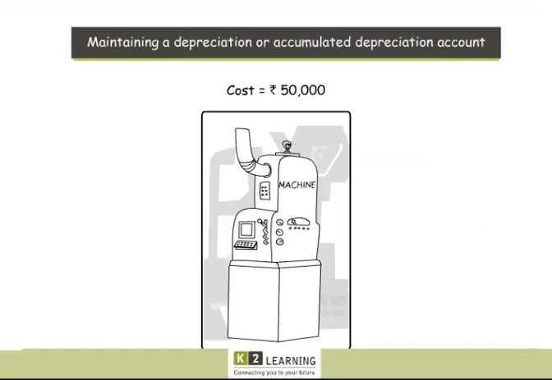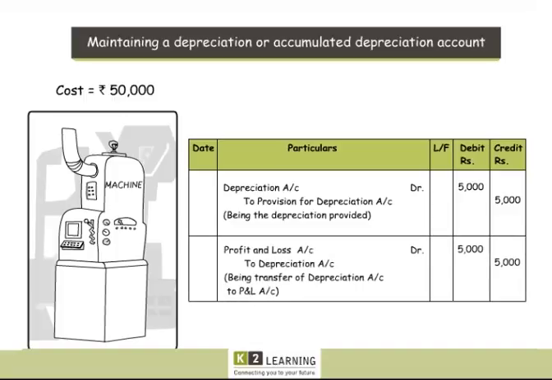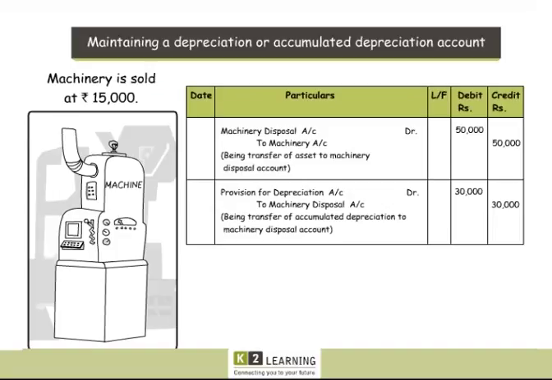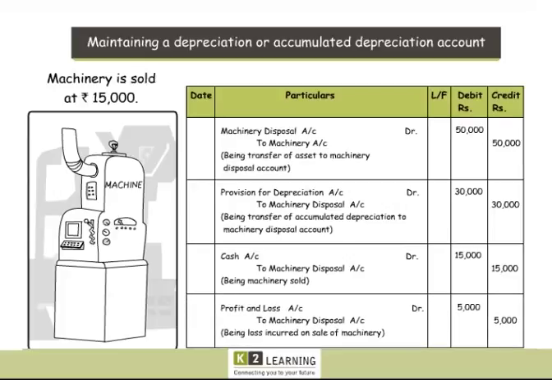When a depreciation or accumulated depreciation account is maintained, the amount of depreciation charged in a particular year is credited to the provision for depreciation account and debited to the profit and loss account. Hence, the asset appears in the books at its original cost. When the asset is sold, the provision for depreciation is transferred to the asset account. The amount realized is credited to the asset account and the balance is transferred to the profit or loss account.